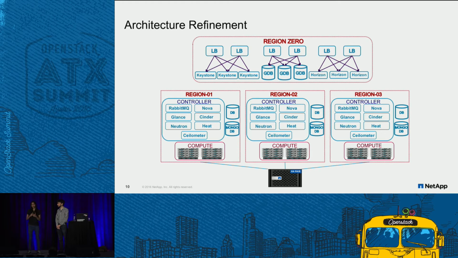Also, our 15 compute nodes are backed by the same shared NetApp NFS backend, which allows us to live migrate VMs between the different compute nodes within a region. This greatly helps us during our non-disruptive upgrades, as well as when we want to put a compute node in maintenance mode.